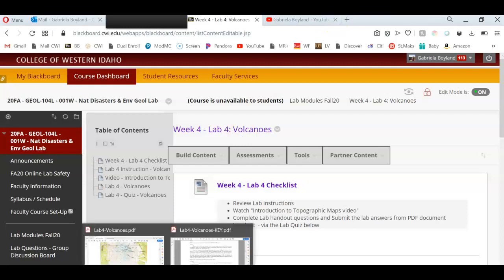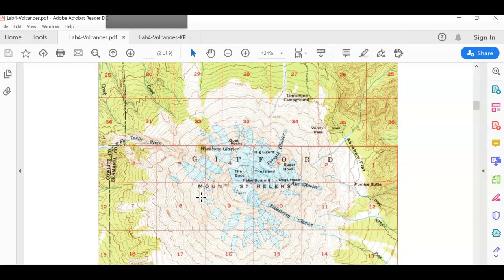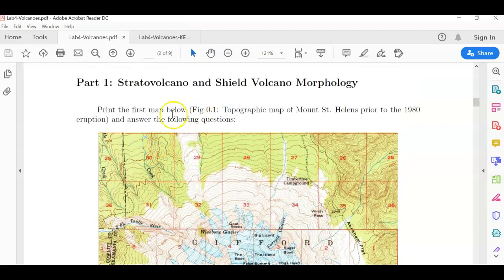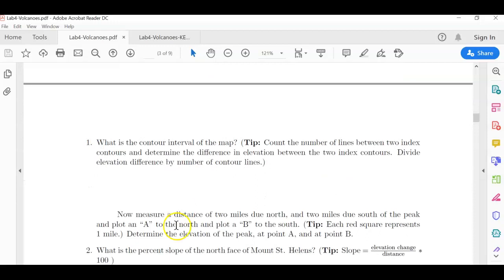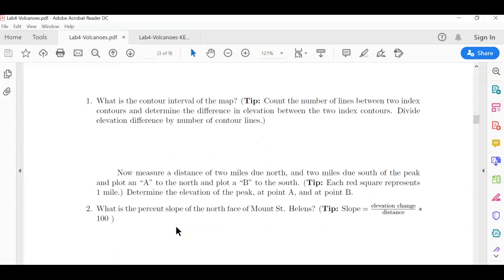Okay, so once you have watched that video on topographic maps, you can go ahead and answer the following questions. So, what is the contour interval of the map? In order to do this, you need to count the number of lines between two index contours and determine the difference in elevation between those two index contours. Then you divide the elevation difference by the number of contour lines between them, or how many go from one index contour to the next.